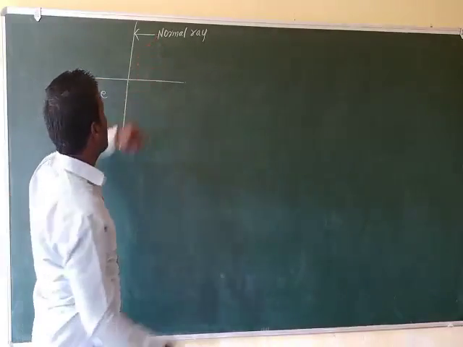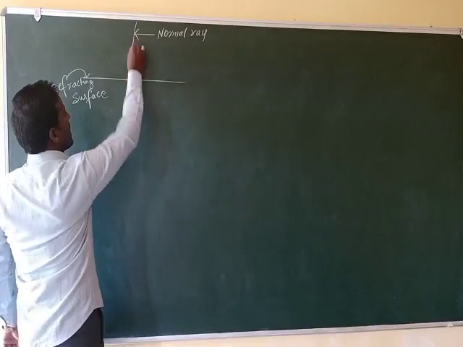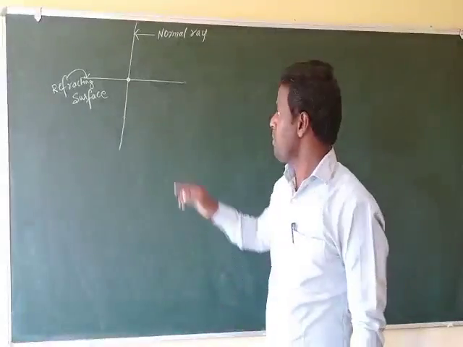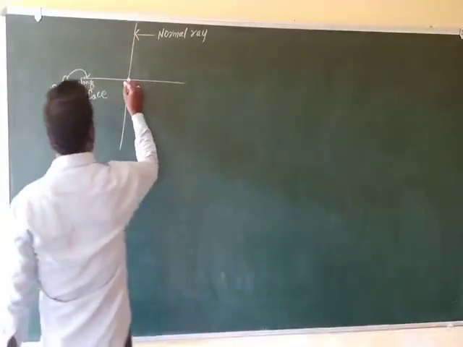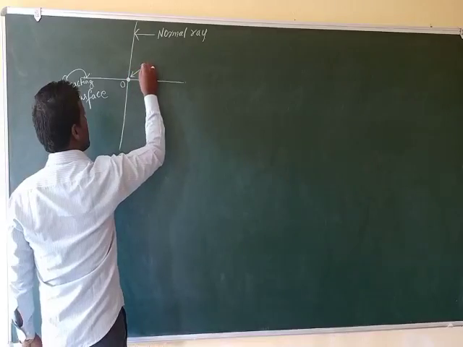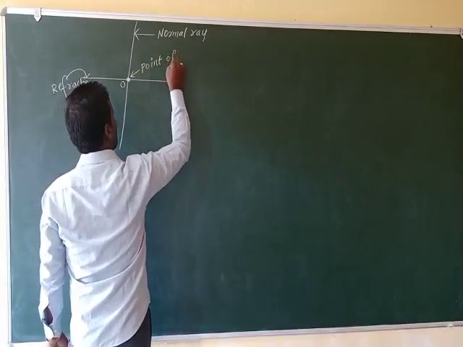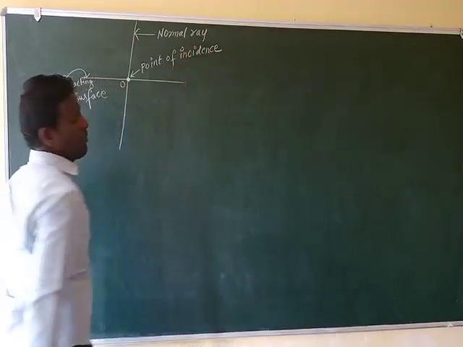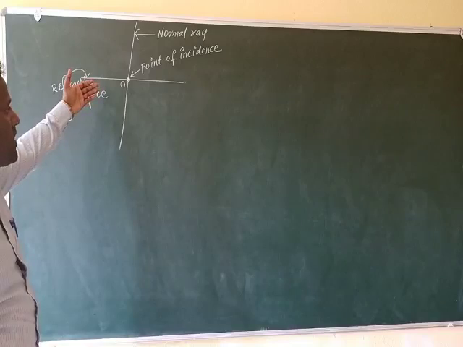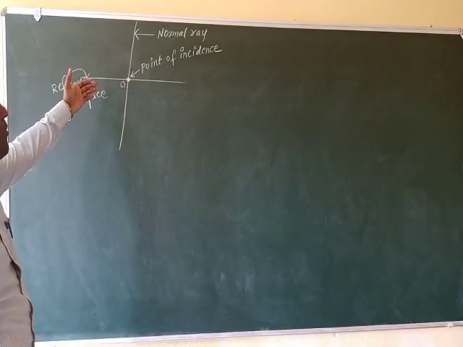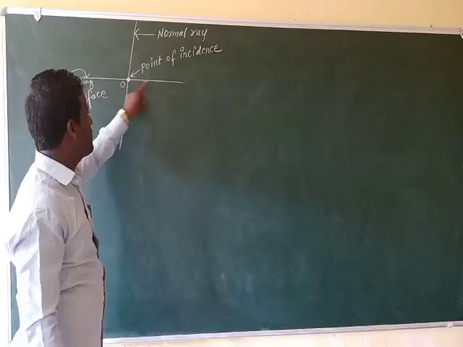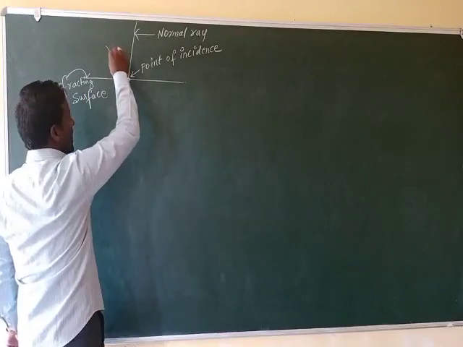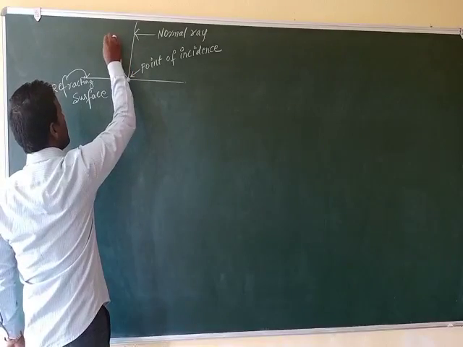And what is the normal ray? The normal ray is the perpendicular line. This is the perpendicular line drawn to the point of incidence. Here O, this is O. This is called the point of incidence. So what is the point of incidence? Point of incidence is the particular point on the refracting surface where the incident ray strikes, where the incident ray hits the surface.